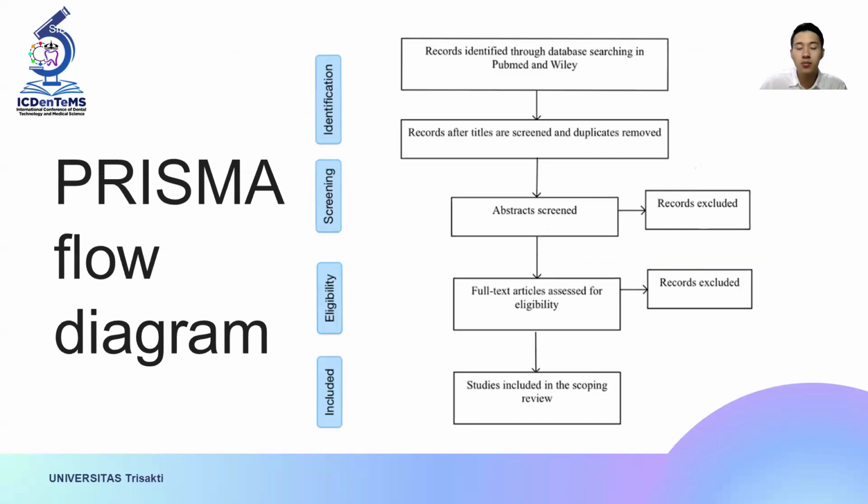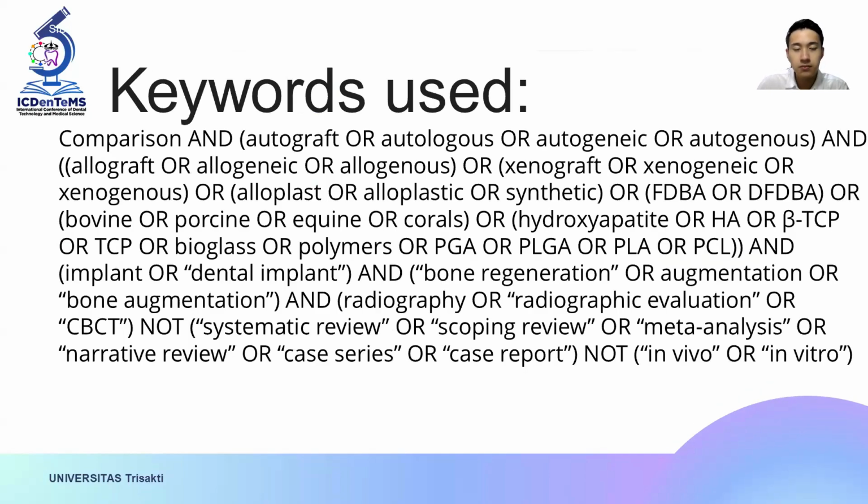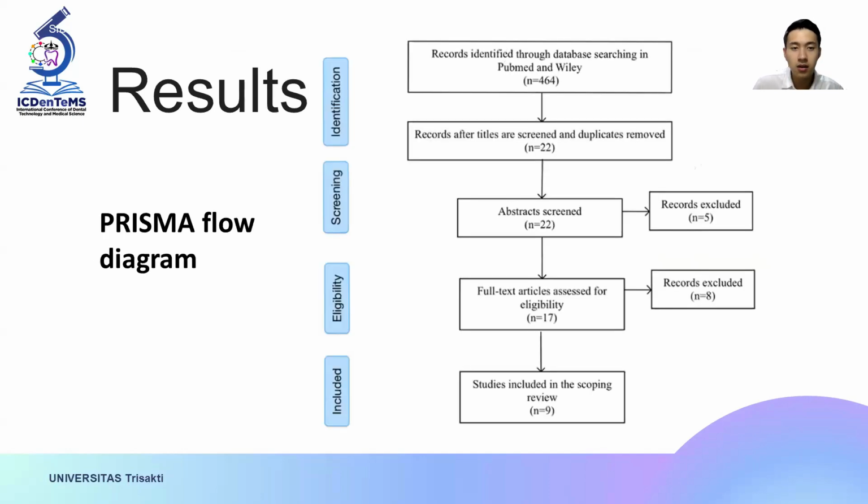And this is the PRISMA flow diagram that is used. And these are the keywords used for the Boolean search. So this is the result after using the keywords in the Boolean search. The databases we use are PubMed and Wiley. After we used the Boolean search, we had 9 studies that are going to be included in the scoping review.